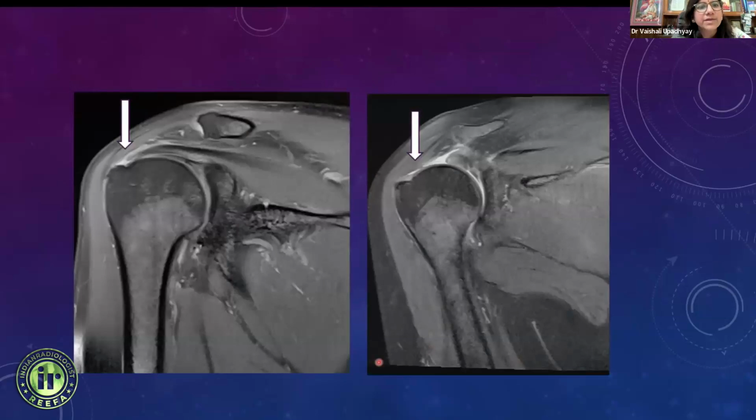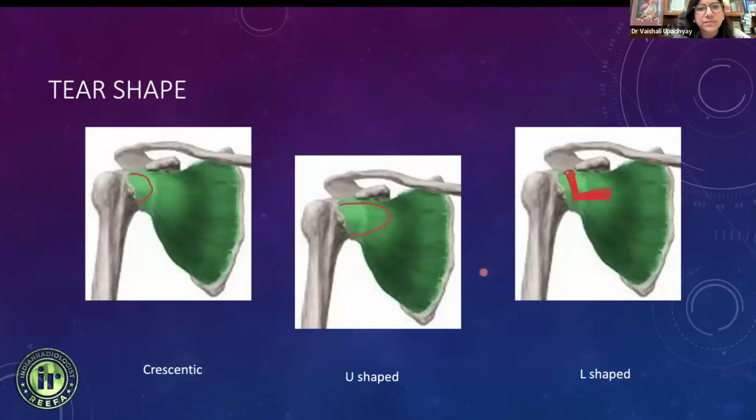Now, for example, look at this. This is a full thickness tear, but it looks small because you can see only this much is the greatest dimension. On the other hand, towards your right is an image where you see there's a larger full thickness tear. So it's important to describe the size, so that the surgeon actually knows the maximum dimension of the tear. Their plan of surgery can change depending upon what size of tear you have mentioned in your report.